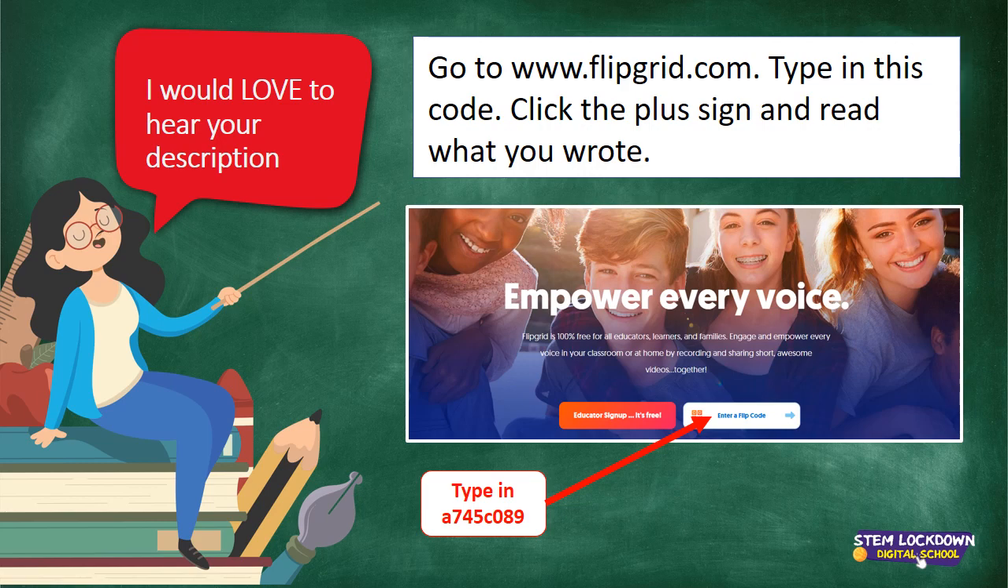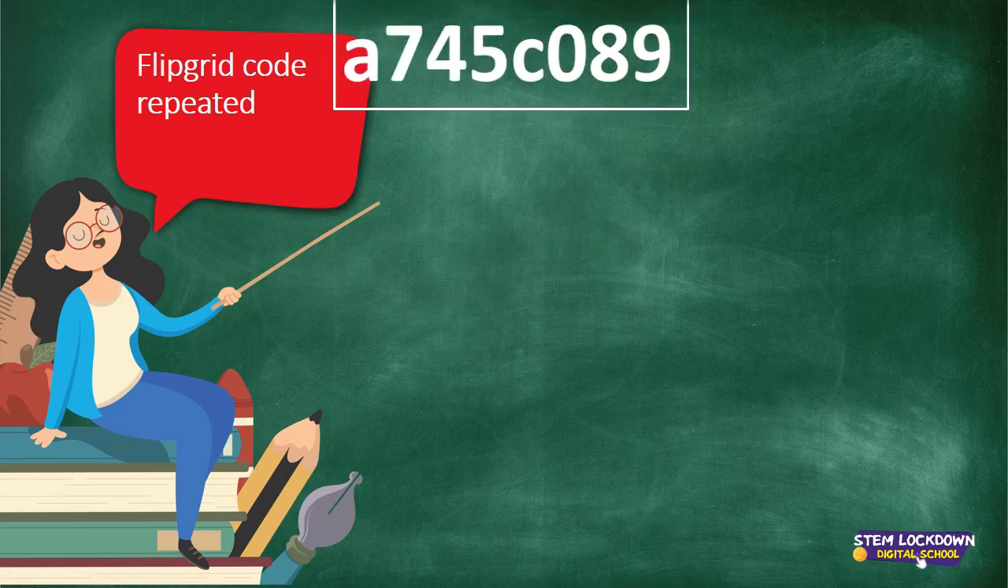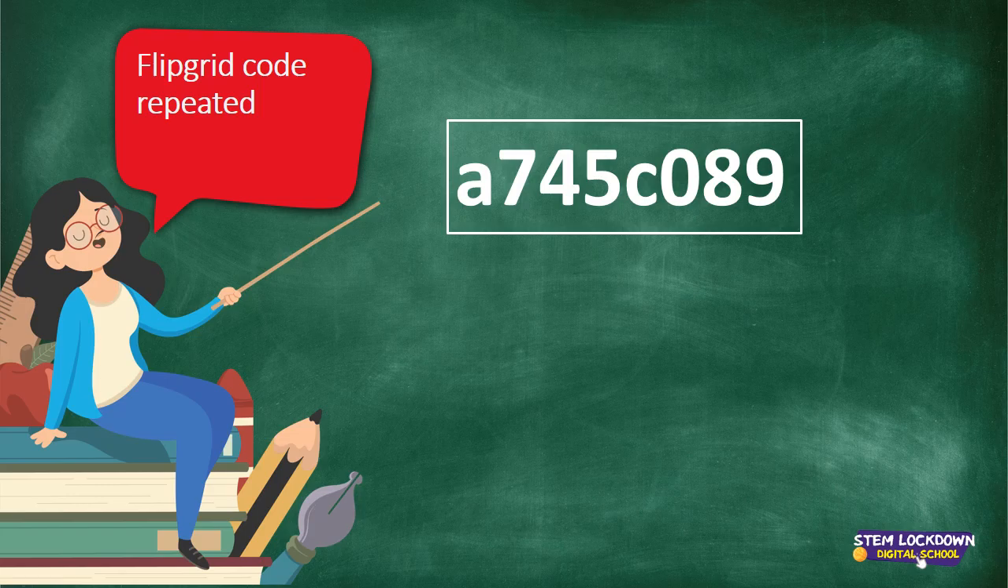I'd love to hear your description. Would you be able to read it into Flipgrid so that I can hear? In order to do that, with your parents' permission, go to www.flipgrid.com and type in this code: A745C089. Write that down right now so that you don't forget it. When you get there, after typing in the code, you'll see a plus sign. All you do is click on the plus sign and read what you wrote. Let's repeat that. A745C089.